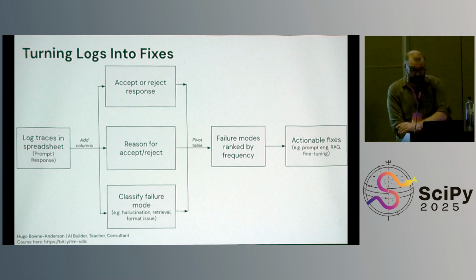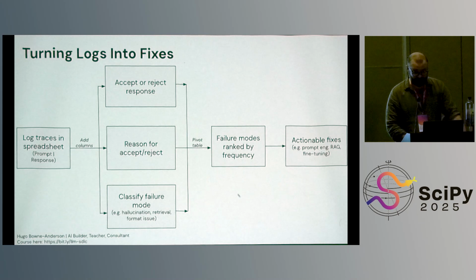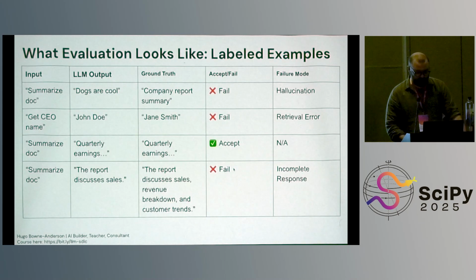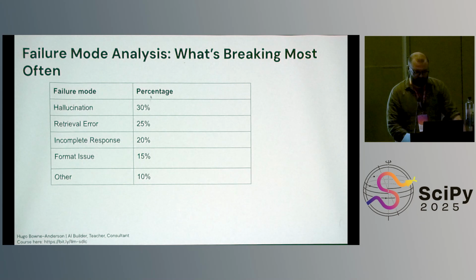This is how I really think about it. You want to log your traces in a spreadsheet, for example, add columns: accept or reject, a reason, then classify the failure mode as hallucination, retrieval, formatting issue. Then you do a pivot table where you rank by frequency, and then you have actionable fixes. So what you end up with is something like this, and you see which are the biggest failure modes, and then you can figure out how to do something.